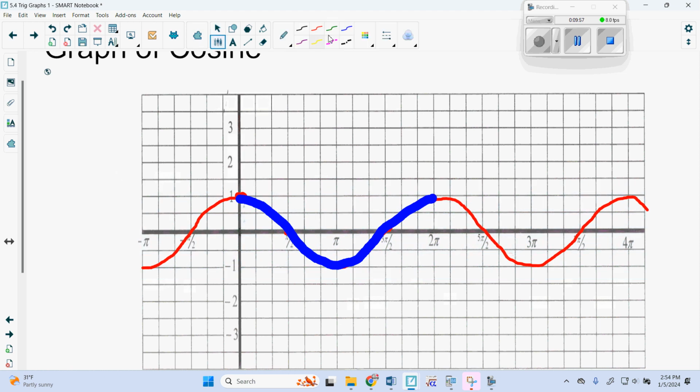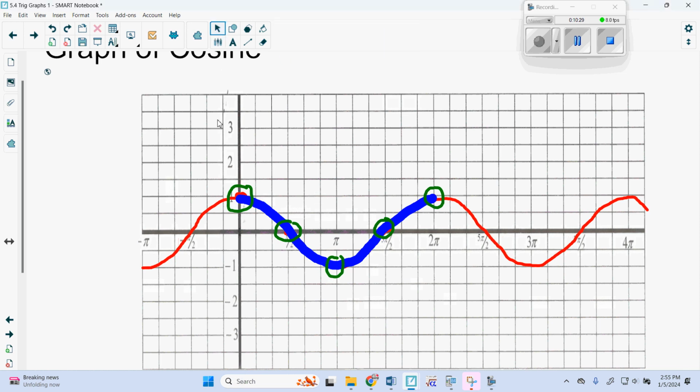So cosine is going to have its own 5 key points. Cosine starts at 0. Excuse me, cosine, I said that wrong. Cosine starts at 1, and then at 2 pi, cosine's also at 1. Halfway in the middle, it is at negative 1. In the middle of the first half, it is at 0. In the middle of the second half, it is at 0. So those are the 5 key points of cosine.